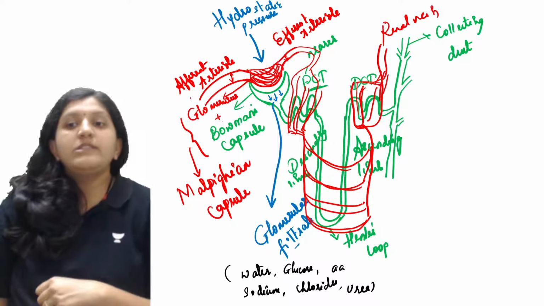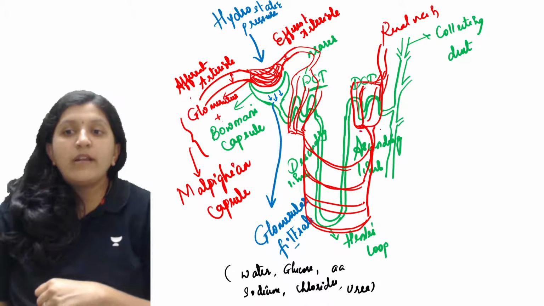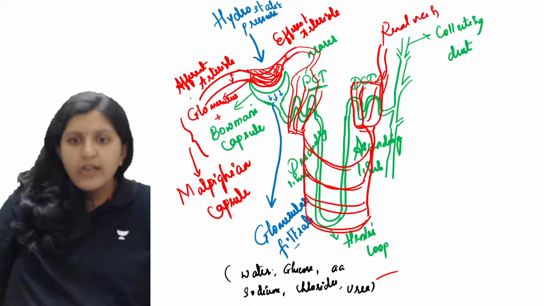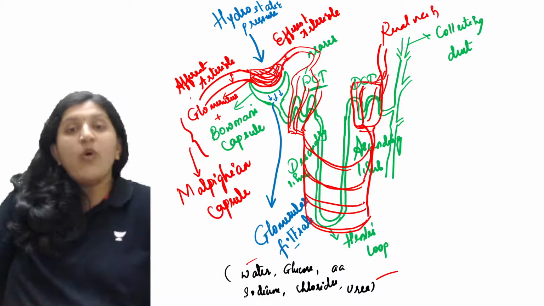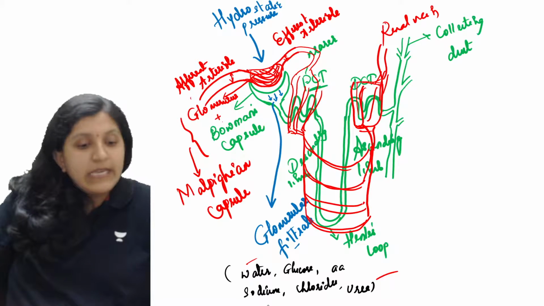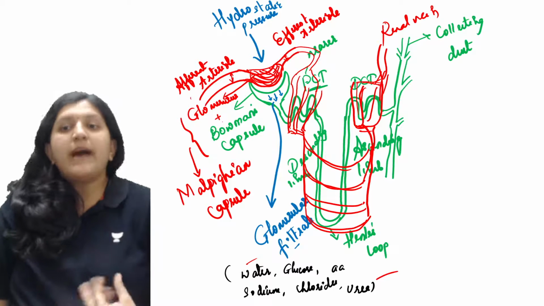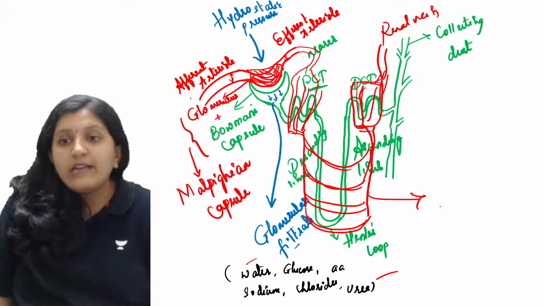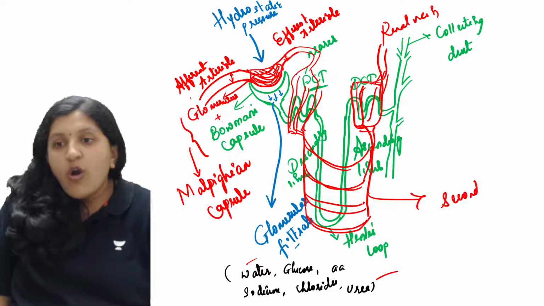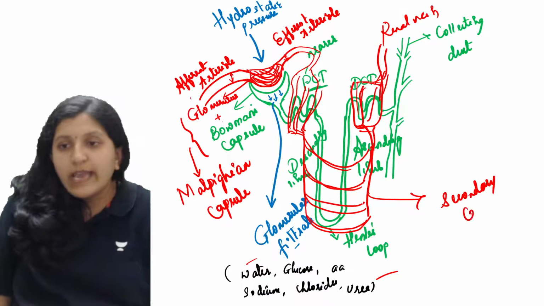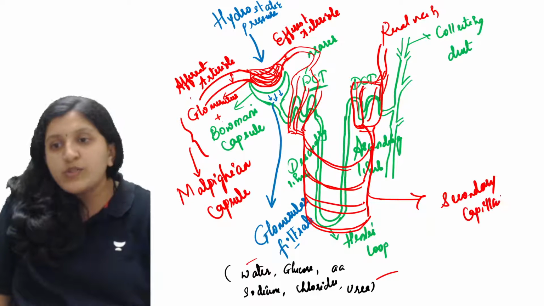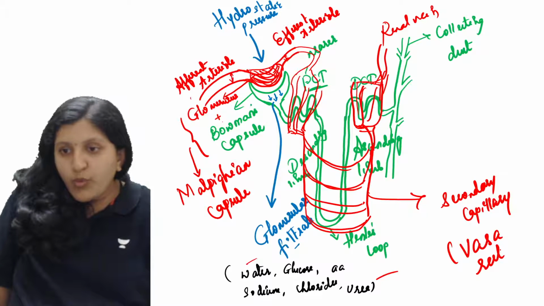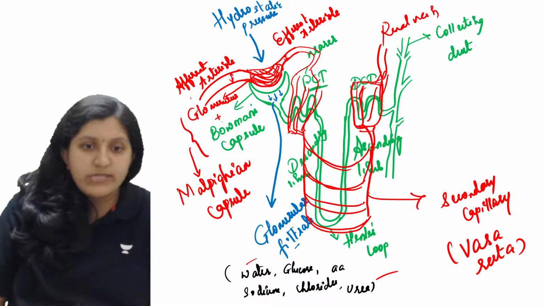So whatever impurities are received, let's say we wanted to get rid of urea, any excess amount of water, all the unwanted materials can be got rid of by this particular system. Through this secondary set of capillaries, which can also be called vasa recta, the reabsorption process can be seen.